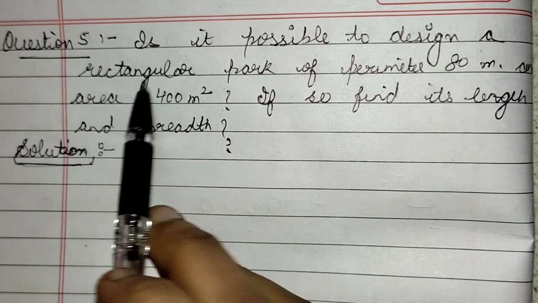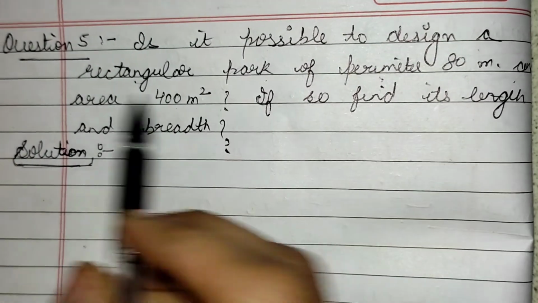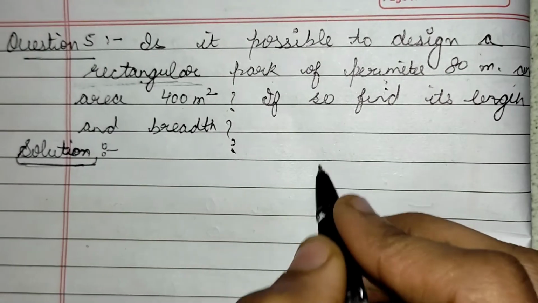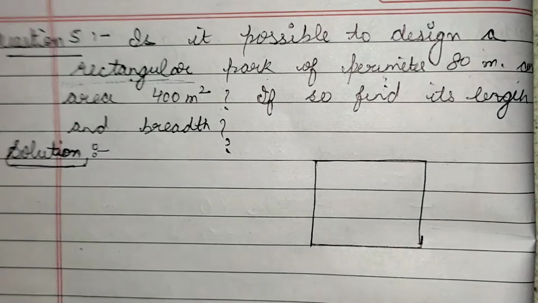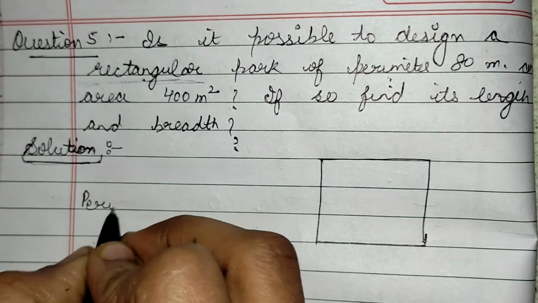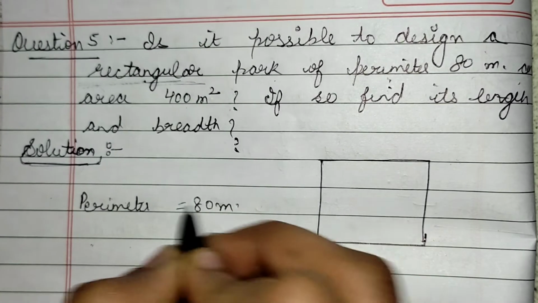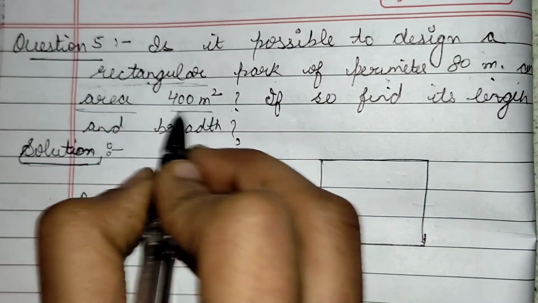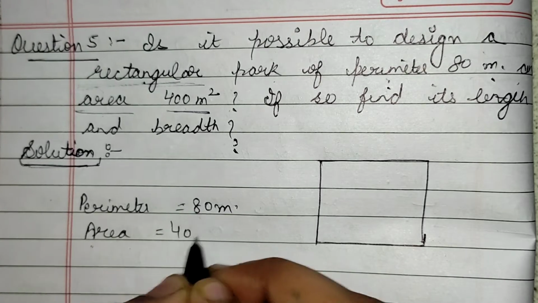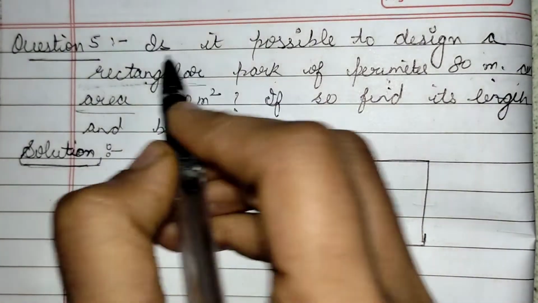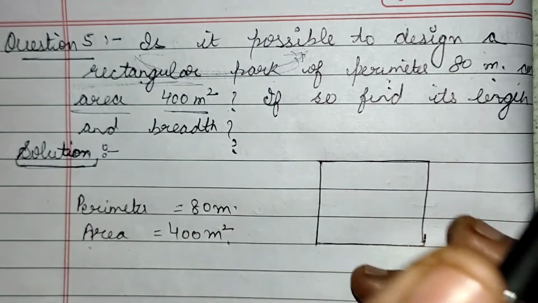Is it possible to design a rectangular park of perimeter 80 meter? So what is given to you? A park is rectangular in form and perimeter is given to you equal to 80 meter and area is 400 meter square, right? So is it possible to design? Again it is asking from you, is it possible to design such a rectangular park?